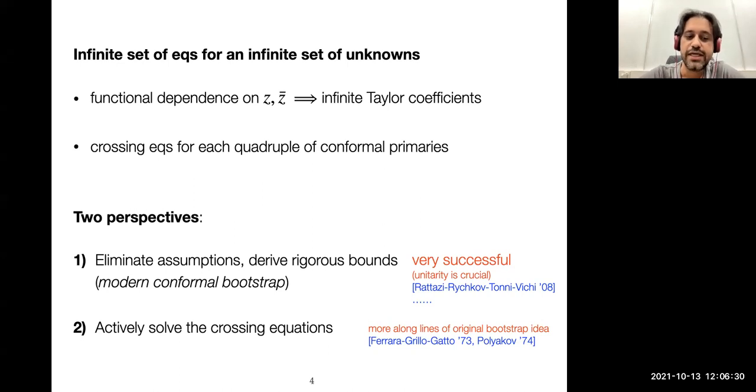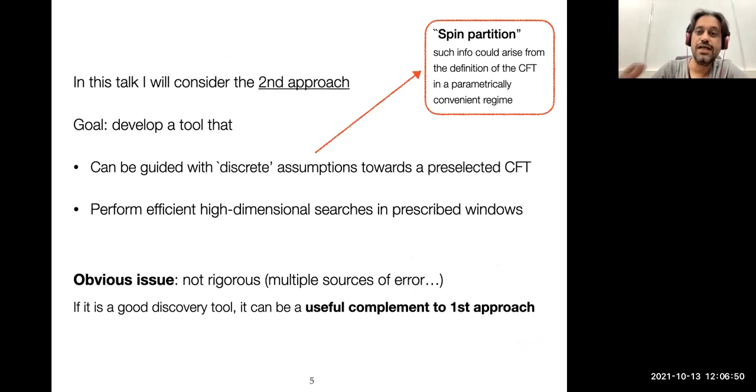Another perspective you can take is to actively solve these crossing equations. This is more along the lines of the original bootstrap idea. But of course, without any assumptions, finding the general solution to these equations is not practical. So what I want to do in this talk is take the second point of view, the less traveled road, if you want.